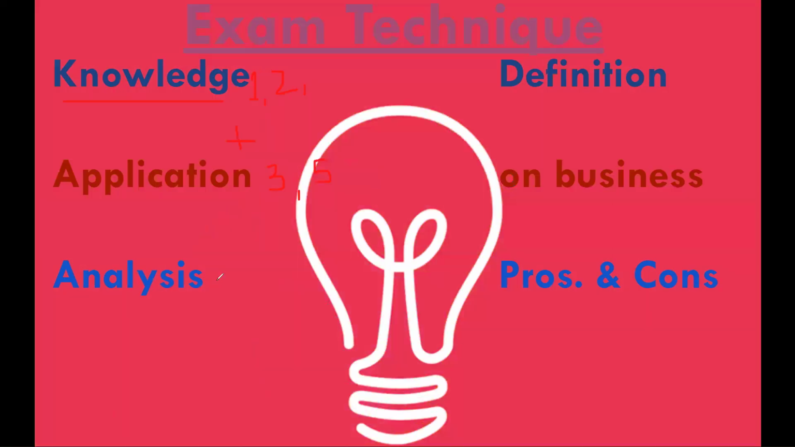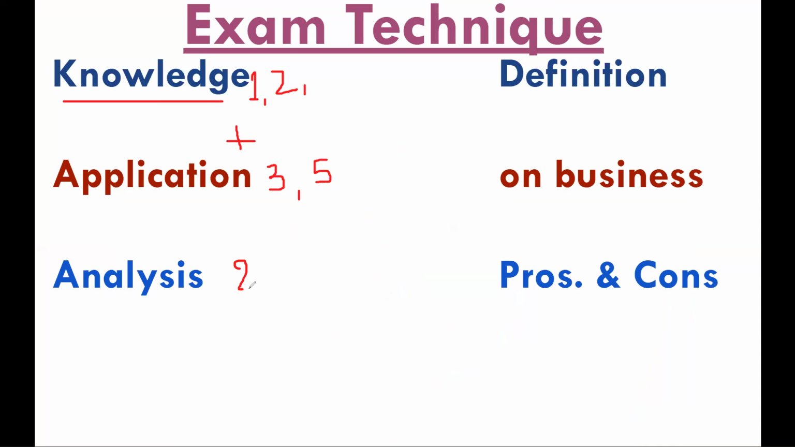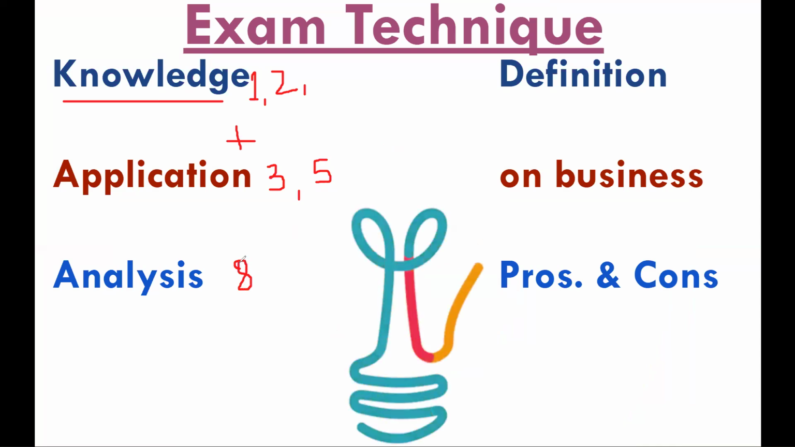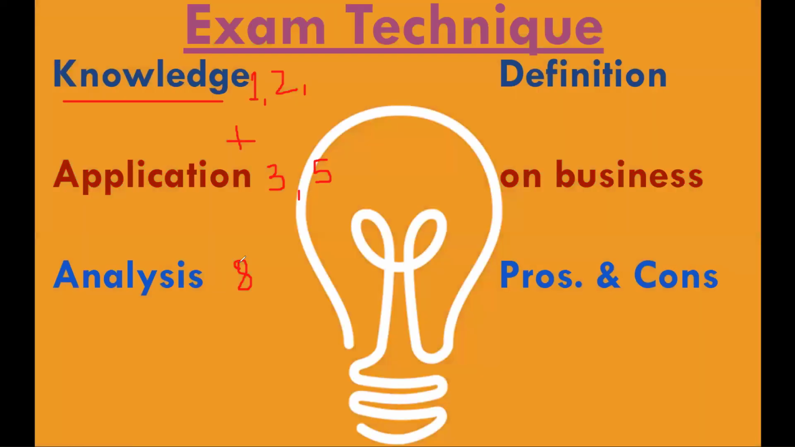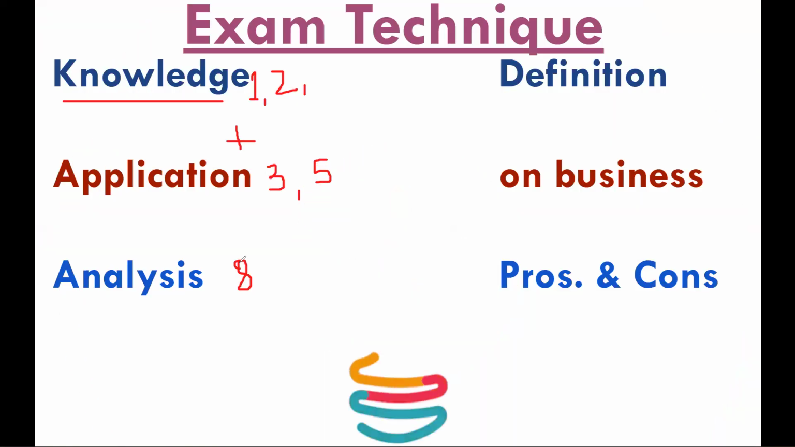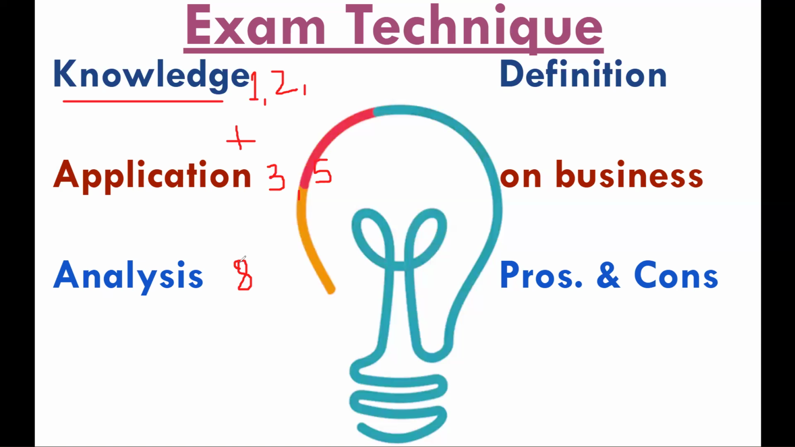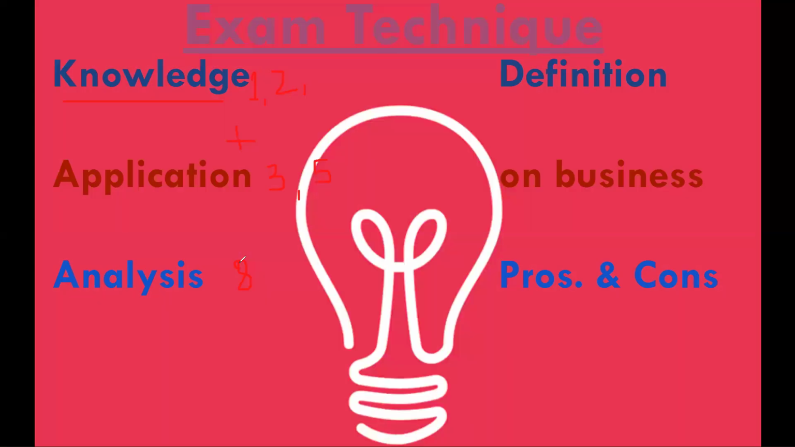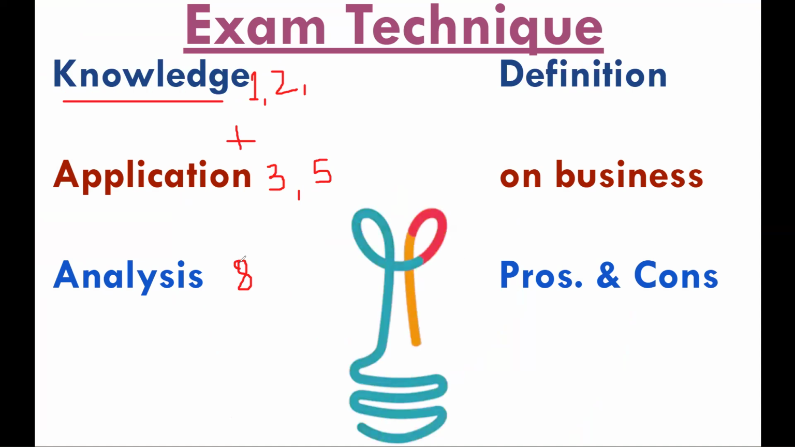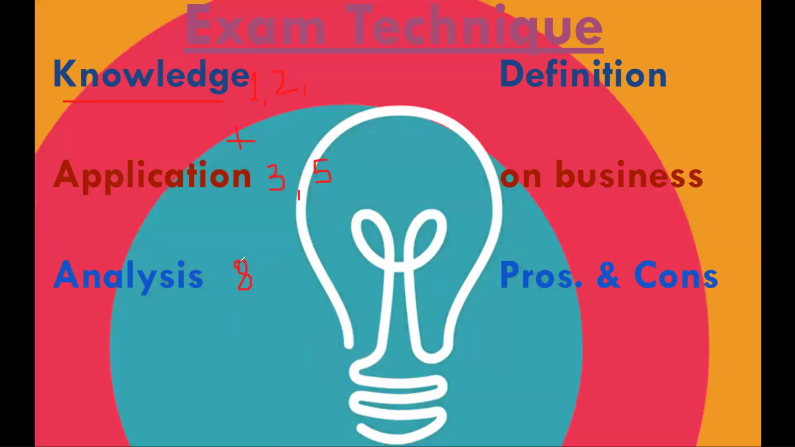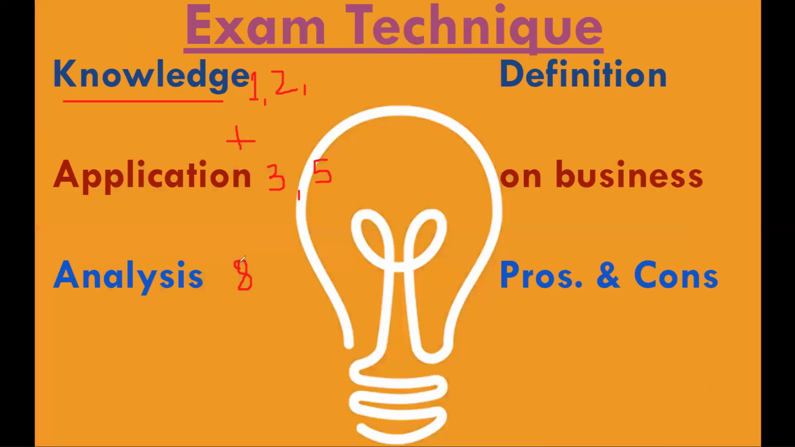But when it comes to analysis, we are looking at an 8 marker. So in an 8 marker, you expect to have the knowledge, you expect to have the application of the knowledge, and you are expected to discuss the pros and cons. Okay. So I have mentioned the requirements of the examiner, and I've also related them to the type of questions and the marks allocated to them.